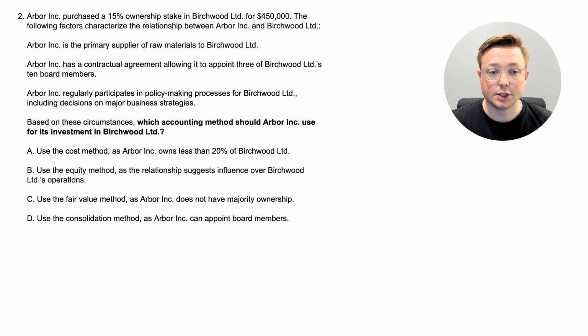All right, here we are at question 2. Let's read the last part. Which accounting method should Arbor Inc. use for its investment in Birchwood Ltd?